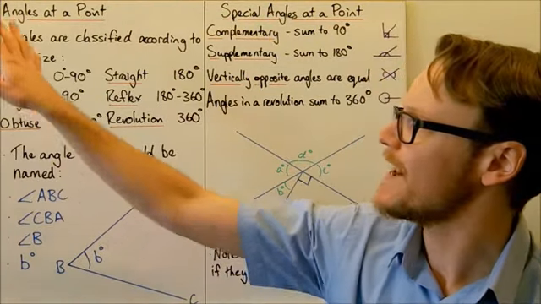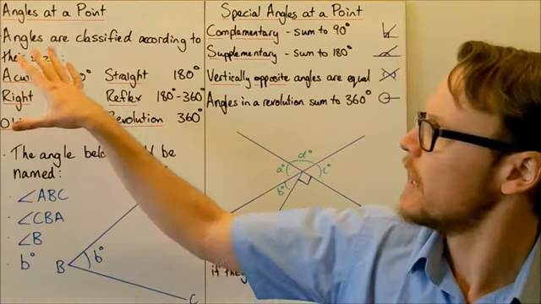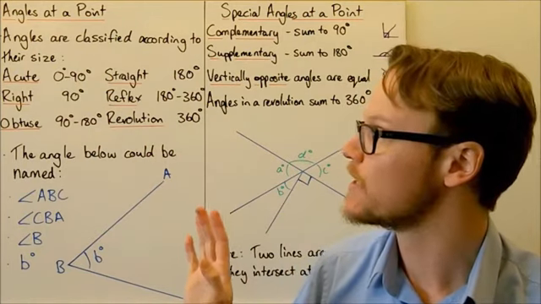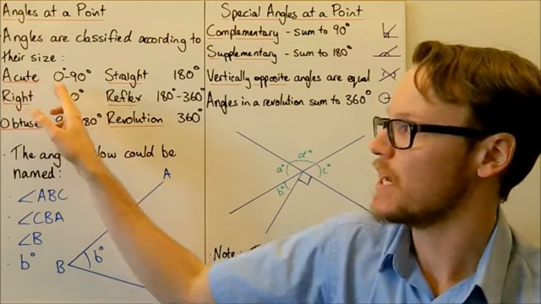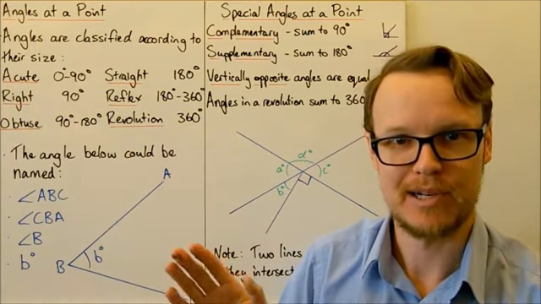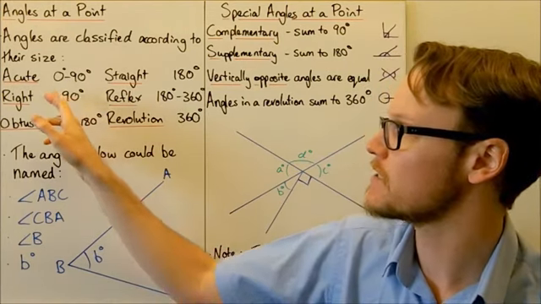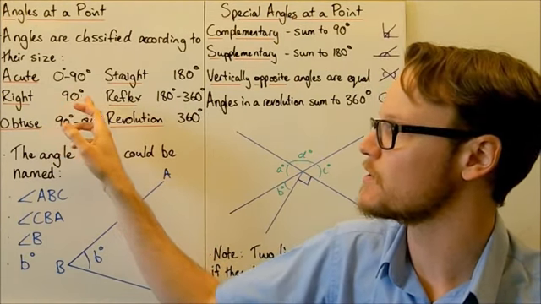Today we're going to look at angles at a point. Angles can be classified according to their size. An acute angle is between 0 and 90 degrees, so it's less than a right angle. A right angle is 90 degrees.